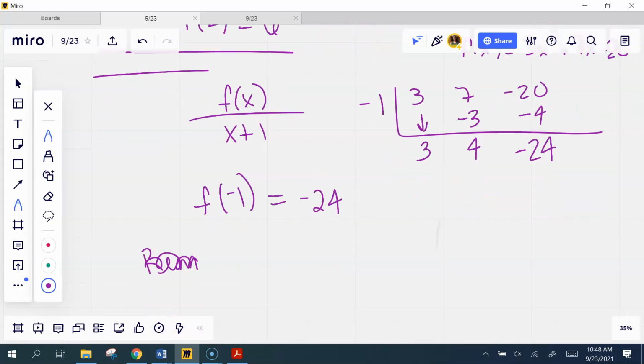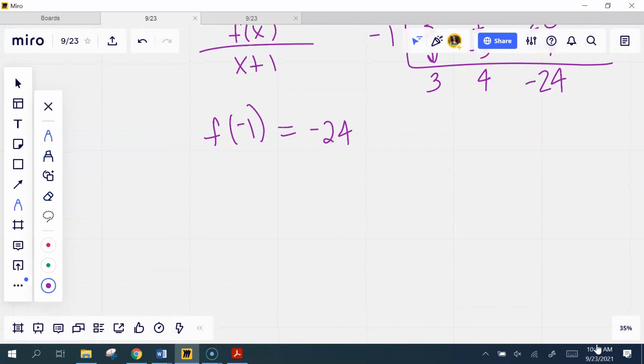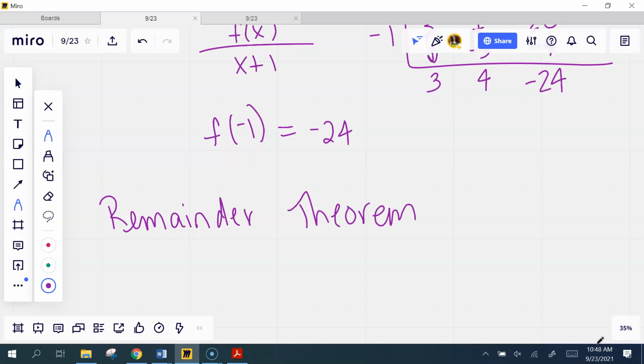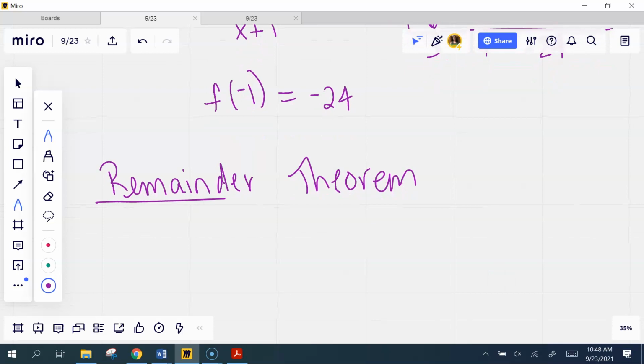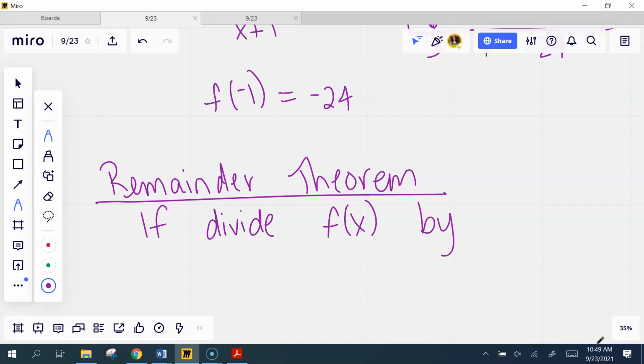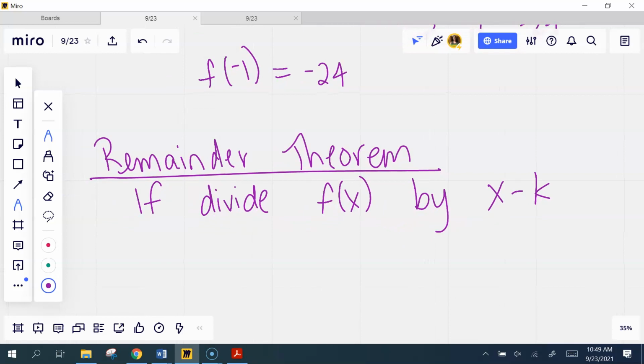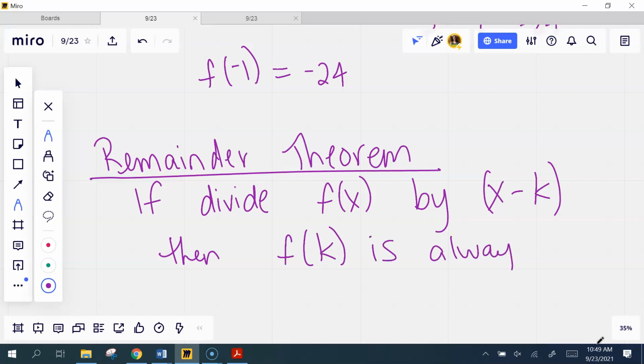I'm going to put some variables in here. If you divide f of x by x minus k, or x plus k. In this case, we'll leave it x minus k because remember we're doing the opposite sign whenever we plug in. Then f of k is always the remainder.